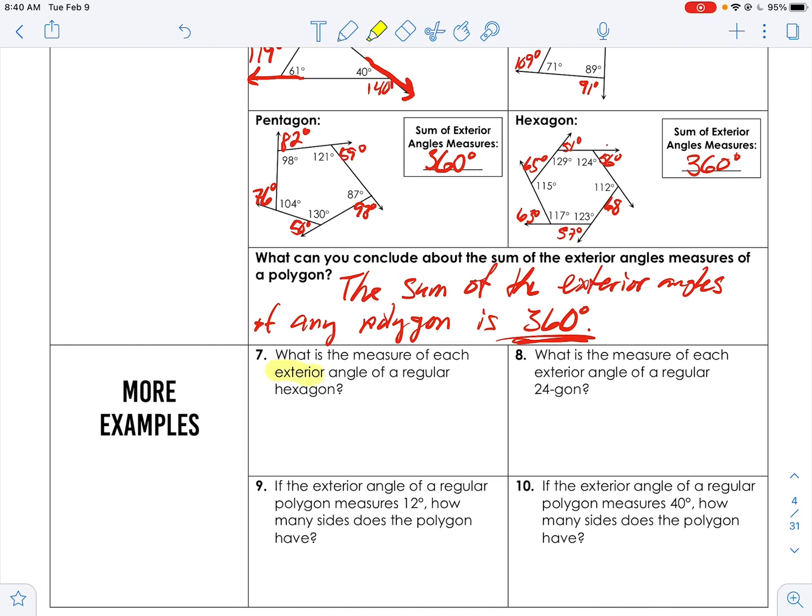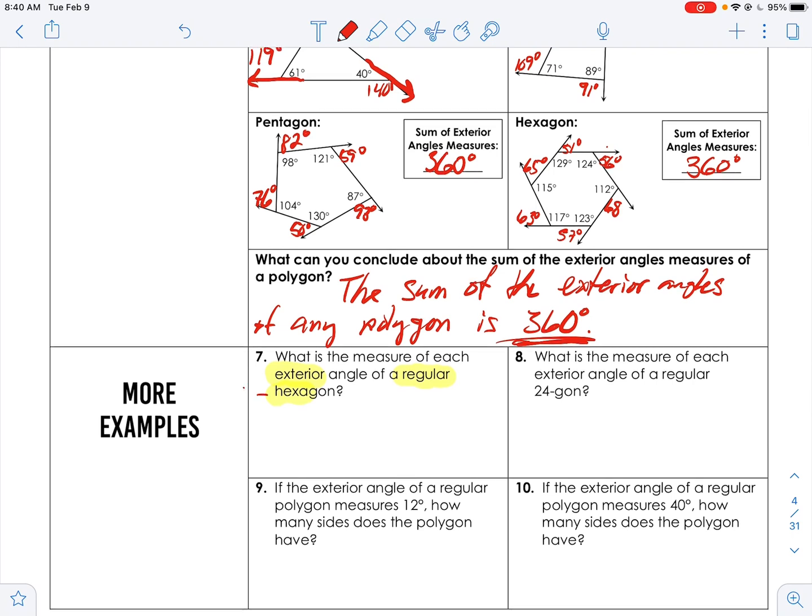Well, we have some words in there that are important. We've got exterior, we've got regular, and we've got hexa. Exterior means it's on the outside. The total is 360. Regular means that they're all going to be the same, so I can just divide it by however many angles there are. A hexagon, hexa is 6. So I take 360, divide it by 6, drop the 0, 36 divided by 6 is 6. They're all 60 degrees.